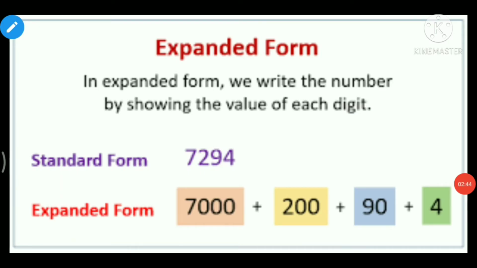So here you can see, in expanded form, we write the number by showing the value of each digit. As you can see, the standard form is 7294, but in expanded form we will write 7000 plus 200 plus 90 plus 4. This is on the basis of the place of each digit.